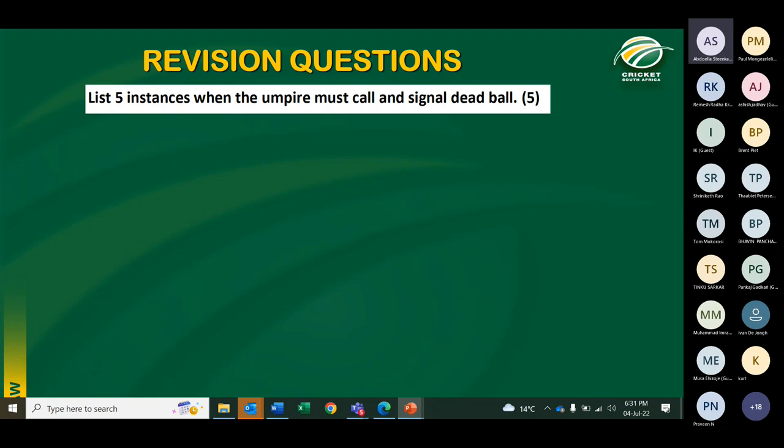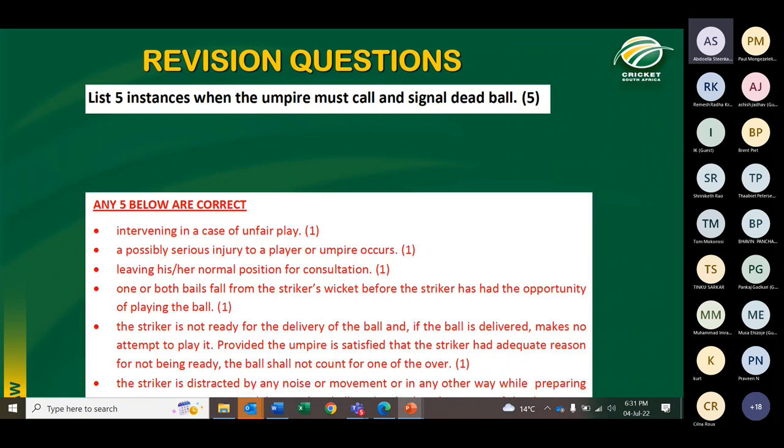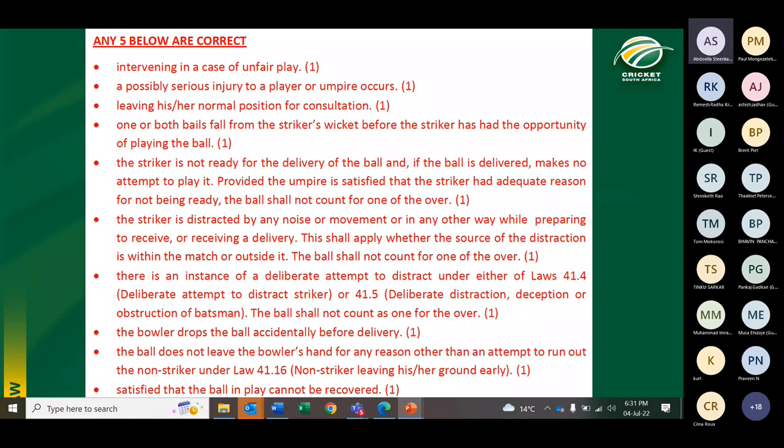Next was to name five instances where the umpire must call and signal dead ball. So the first one, the ball becomes automatically dead at the event. For example, when a batter gets dismissed, the ball becomes automatically dead. But these five instances that we're covering now are when the umpires must call and signal dead ball. And they are when the umpires intervene in case of unfair play, possible serious injury to a player or umpire. There are about 9 or 10 of them. Any five will do.